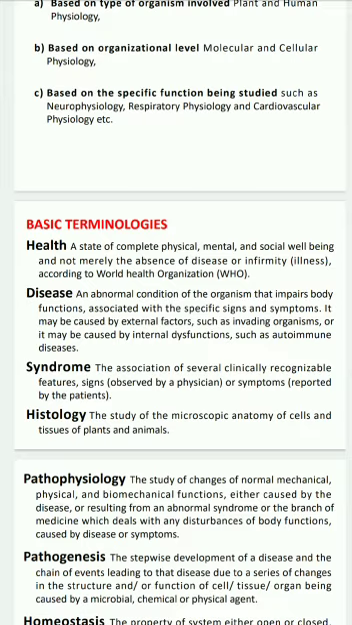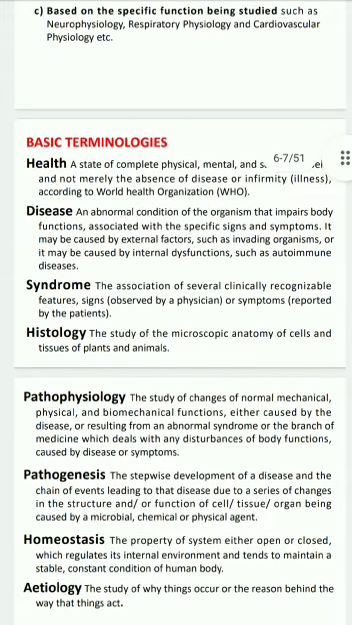Disease: the second term is disease, an abnormal condition of the organism that impairs body functions, associated with specific signs and symptoms. Any organism which is in an abnormal condition shows signs and symptoms of the disease. It may be caused by external factors such as an invading organism, or by internal dysfunction such as autoimmune disease. Okay, disease can occur from any type, external or internal factors.